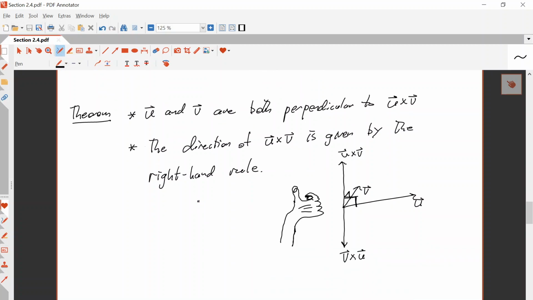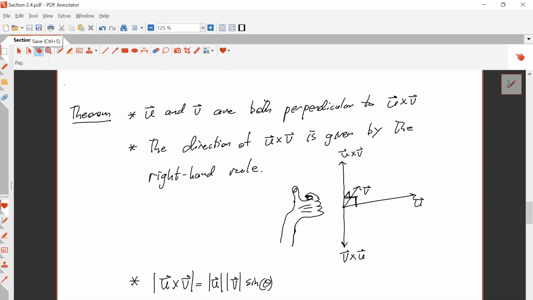U and V are both perpendicular to U cross V. And the direction, one of two directions, is given by the right-hand rule. And then the length of U cross V is much like the dot product. Instead of UV cosine theta, this one is UV sine theta.